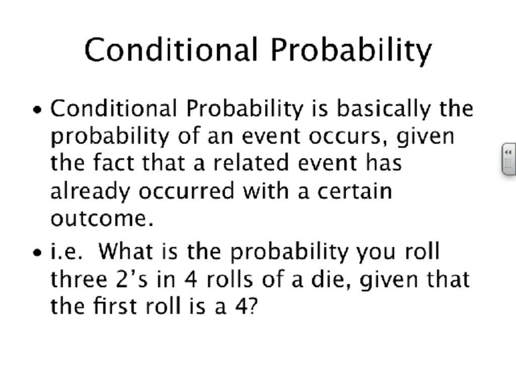Conditional probability is the probability that an event occurs, given the fact that a related event has already occurred with a certain outcome. For instance, what is the probability you roll 3 2s in 4 rolls of a die, given that the first roll is a 4?